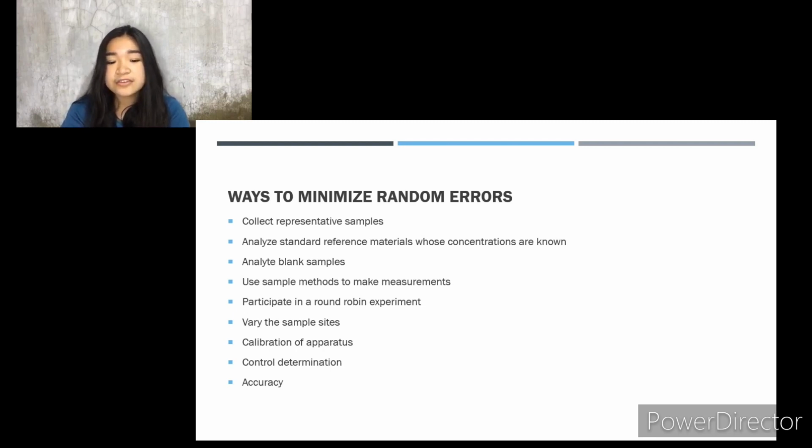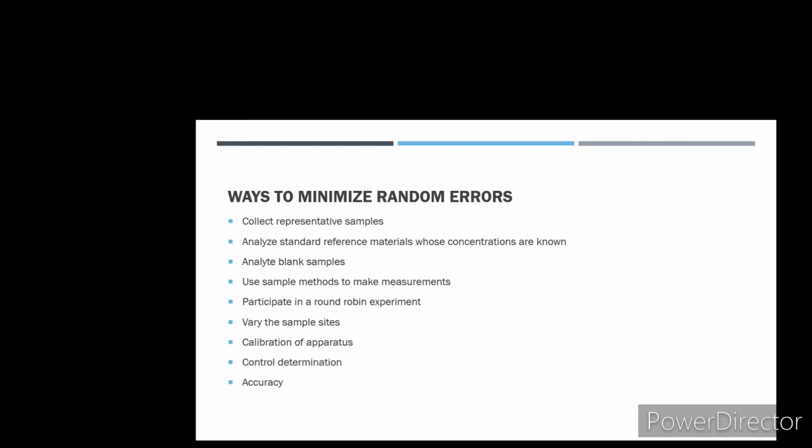Accuracy. Accuracy describes how close a measured value is to the true value. If a known standard is available, accuracy is how close your value is to the known value.